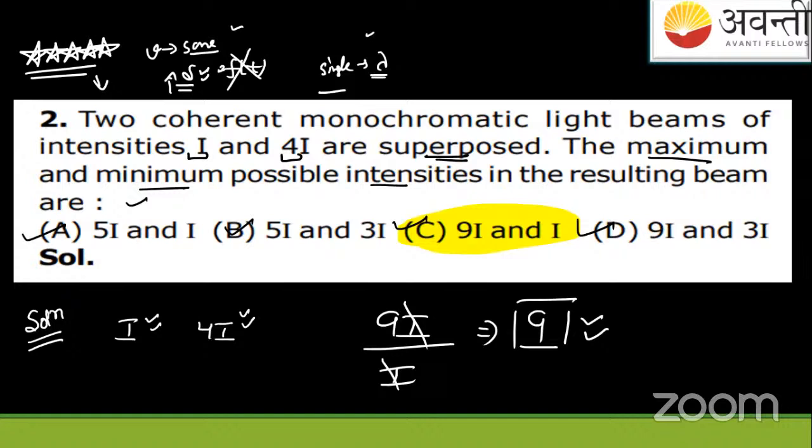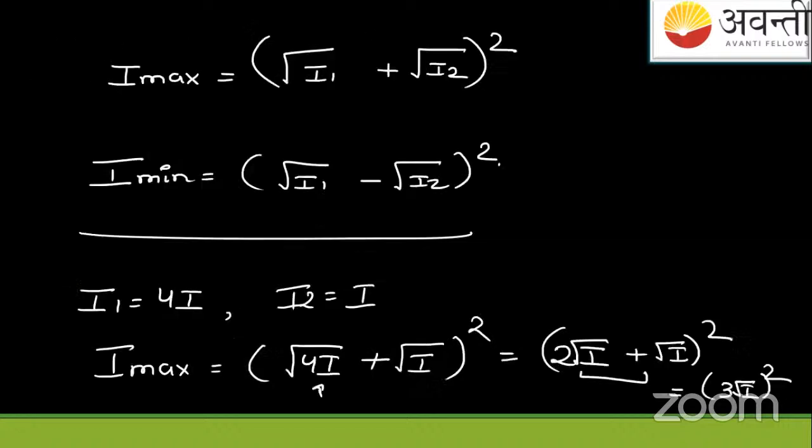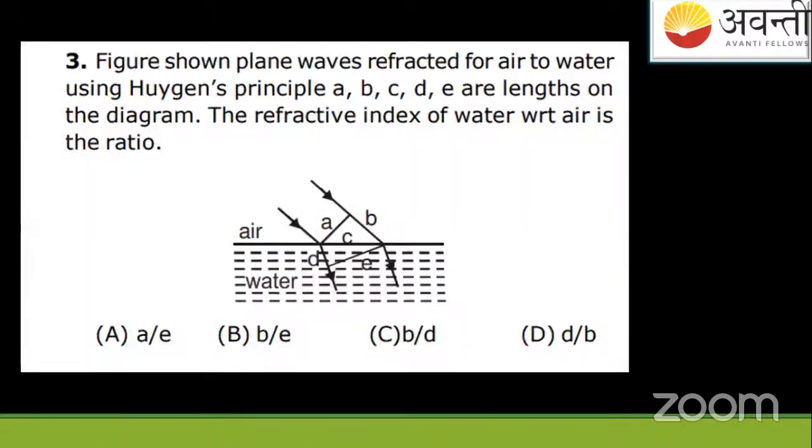Is it fine, students? You got the answer? Is it correct? Please reply in the chat box so I can proceed for the next question. If you got it, let us proceed towards the next question, students.